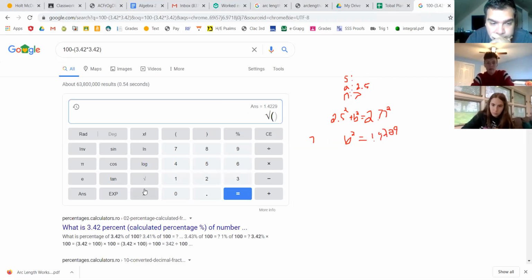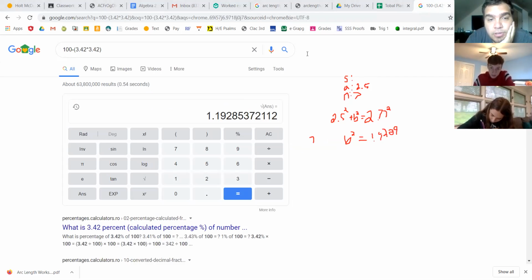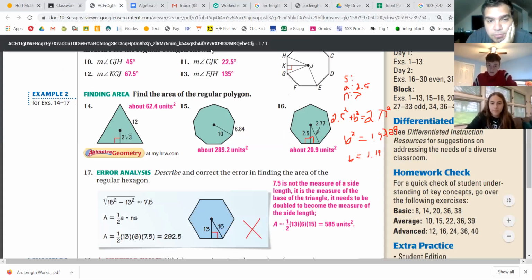So we're going to square root the answer. So it looks like it's going to be 1.19. So b equals 1.19. Now let's go back here to the picture. So 1.19 is half of it.